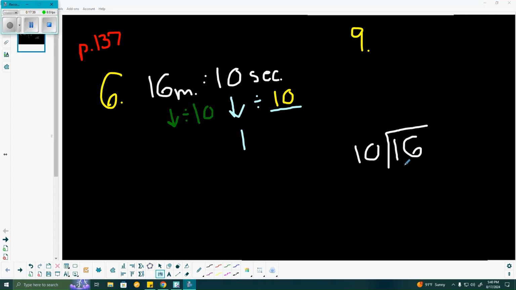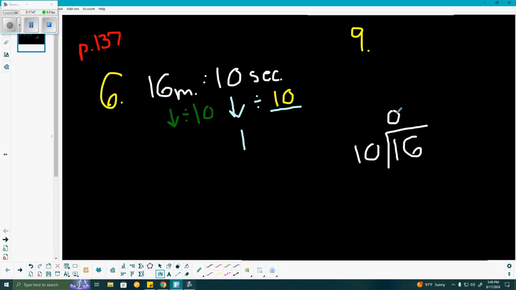In case you're wondering how to do that, here we will use our division house. So 16 divided by 10. 10 cannot go into 1, so I will put a 0. However, it can go into 16 one time. 1 times 10 is 10. 16 minus 10 leaves us with 6.